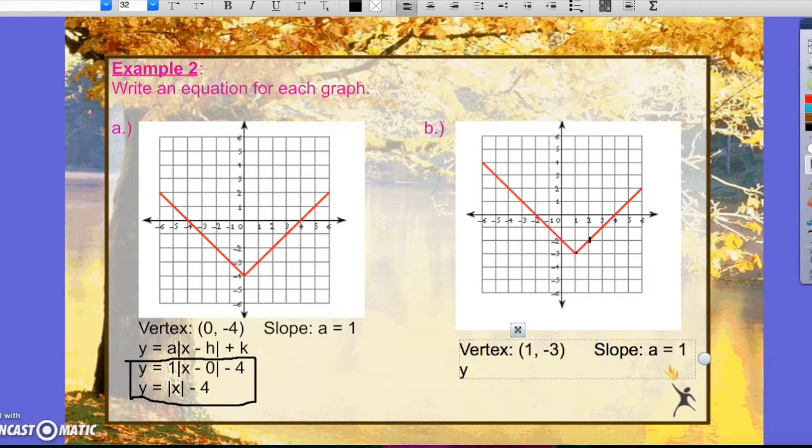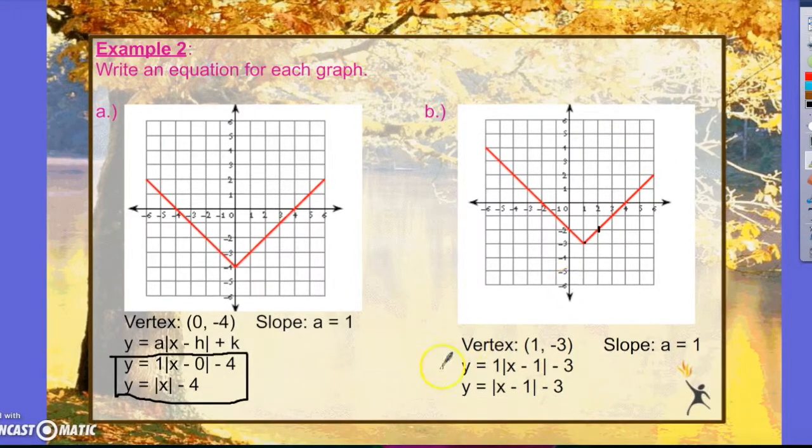So if I plug this into my formula, I get the following. And you can leave it like that, or you could just say this. You could get rid of the 1 in front because it's understood. And either one would be your final answer.